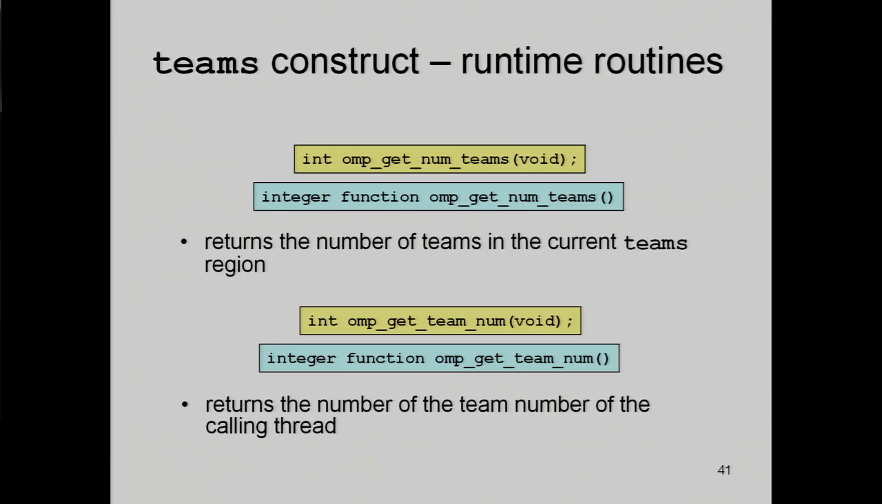One more thing there. It also comes with some runtime API routines. We can inquire the number of teams, and also the team number. Remember that we can have multiple teams, not only a single one. If you have a target region without teams inside it, that means you have a target region of one team. Only one team is created. This is by default.